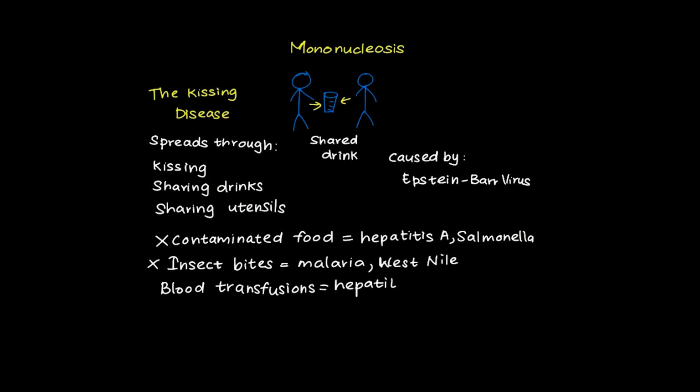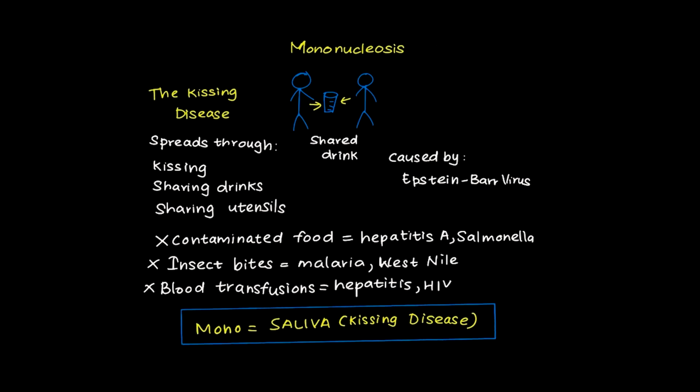Here's a WGU C458 OA exam tip for you. Mononucleosis equals kissing disease equals saliva transmission. Quick recall hook: mono equals mouth-to-mouth transmission.